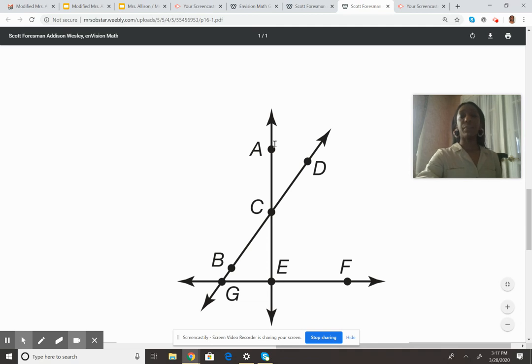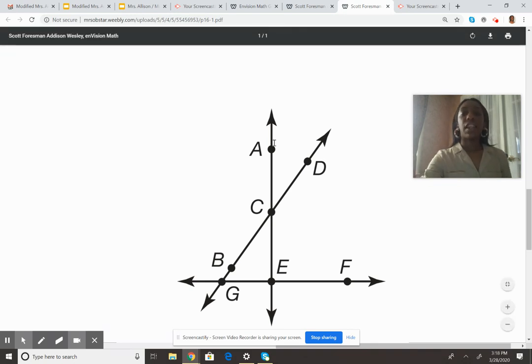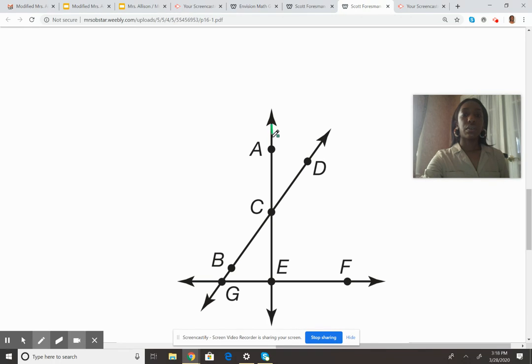Now let's move on. So let's look at here. I have numerous lines within here. They have line AE, because it goes from this point to this point. So I would call this line AE right here. I am going to show you by highlighting it. This is line AE. That's my first line.